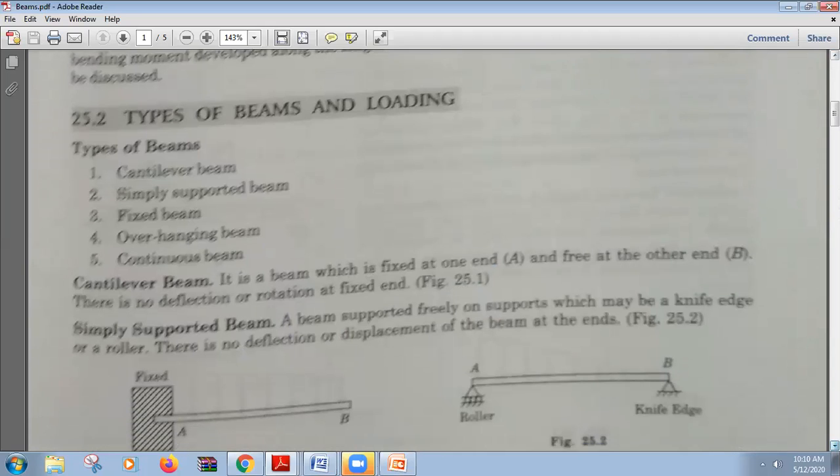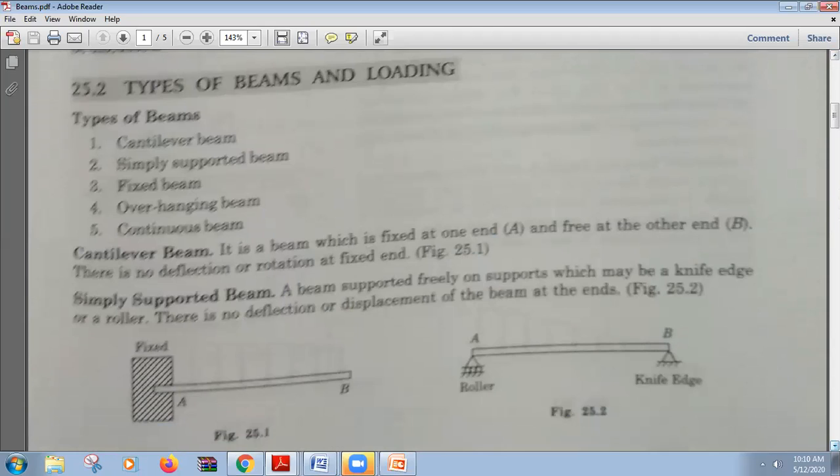So first is the cantilever beam. We can see the cantilever beams are fixed at one end, and at the other end they are free and hanging. So at the other end there is no support. You can see here at point B there is no support, only point A has been clamped from both the top and bottom sides. This is known as a cantilever beam, a beam which is fixed at one end and free at the other end.